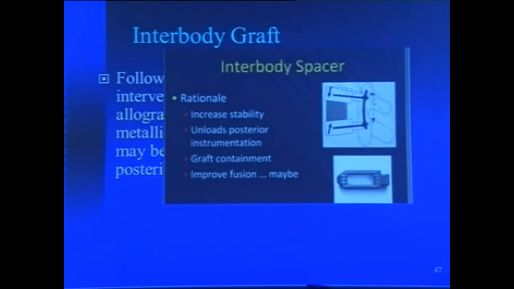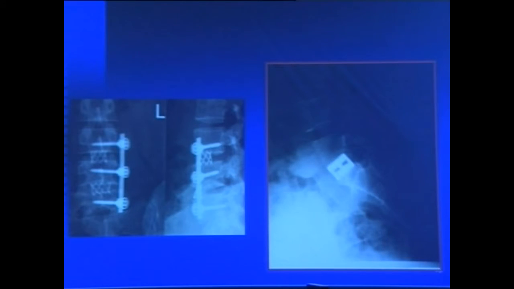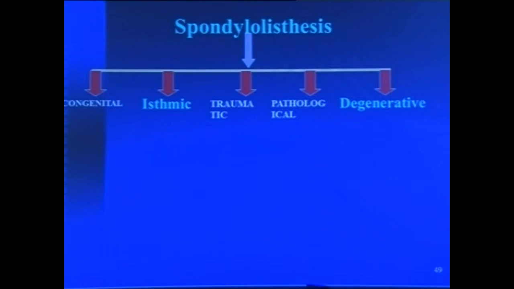The advantage of the interbody spacer, the rationale, is that it increases stability when we put the cage from the front and unload the posterior instruments, and the graft is contained inside the cage, which improves the fusion and makes the case more successful. This is the anterior fusion. This is another case of anterior fusion. And this is the way we treat the isthmic.